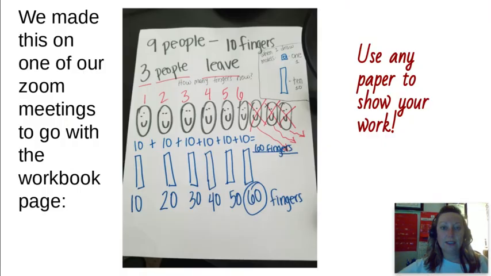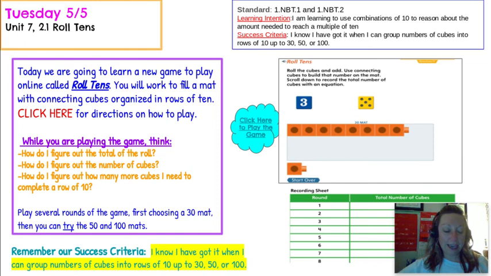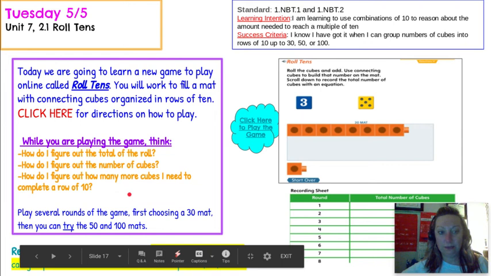All right. So today you have a new game. When you click here, you'll see the directions on how to play the game. So it's called Roll Tens, and you're going to work to fill a mat with connecting cubes organized in rows of 10. I want you guys to be thinking, how do I figure out the total of your roll, whatever you roll? How do you figure out the number of cubes? How do you figure out how many more cubes you need to complete the row of 10?